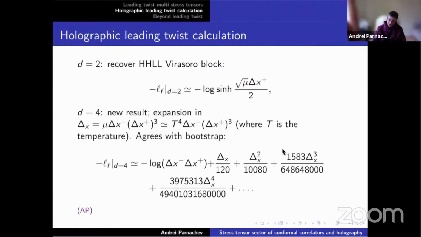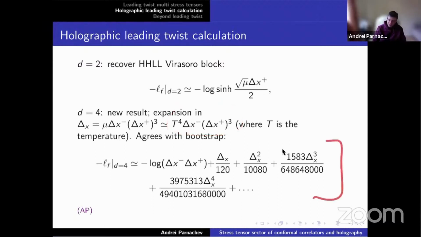You get the new result as the expansion in powers of mu delta x minus delta x plus cubed, which is the same as the expansion in powers of temperature to the fourth times delta x minus delta x plus cubed, which is of course exactly what you expect for the near-lightcone correlator. For a generic correlator, there would be T to the fourth times some combination of delta x minus and delta x plus, so that the sum of powers is equal to 4. But since you're specifying the near-lightcone one, that's the only thing you can get.